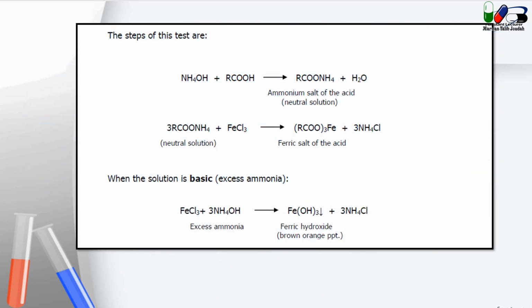Now the steps of the test. Here, NH4OH, which is ammonium hydroxide, with the carboxylic acid will give us ammonium carboxylate with water. Whether the compound is neutral, as we said, we add FeCl3 and we get the ferric salt of the acid plus 3NH4Cl. If it is basic, we remove the excess of ammonia, and we get Fe(OH)3 plus 3NH4Cl.